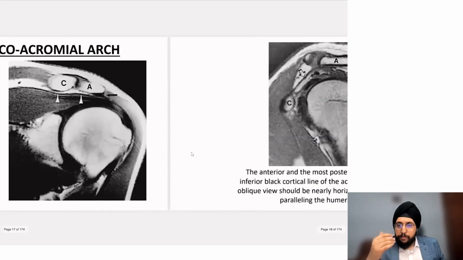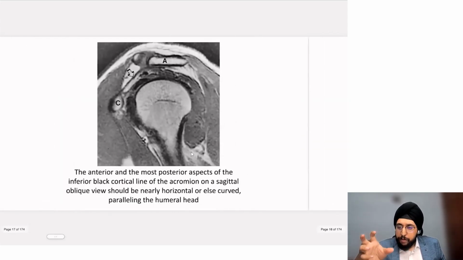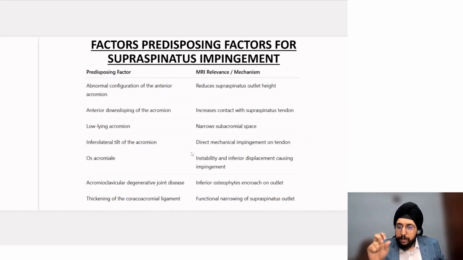So what are the factors which can predispose? So we are not talking about the subacromial impingement. We're talking about a primary extra-articular impingement. So we need to have some structural causes. Okay. So let us discuss those structural causes.